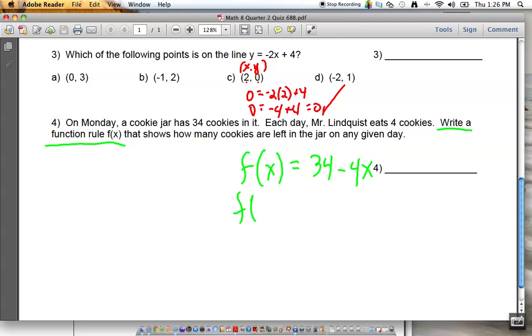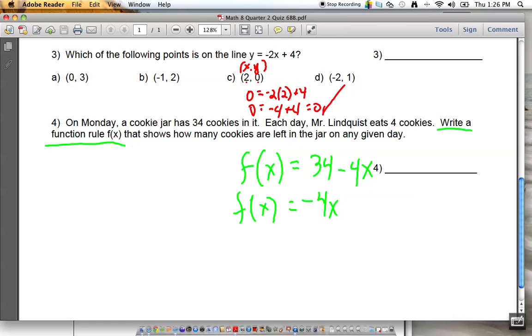Another way to write the function rule is to think of it as a linear situation. It's linear because the rate of change is constant. Remember, rate of change is slope. What is the rate of change in this problem? What are the cookies changing by every single day? 4 cookies. Are they going up or going down? Down. So that's negative. So f of x equals negative 4x.